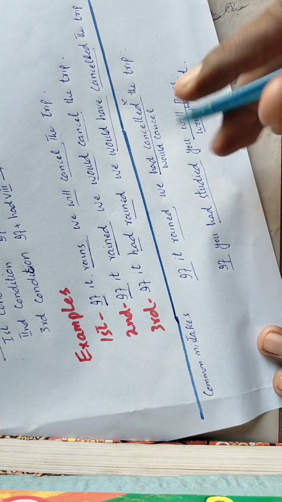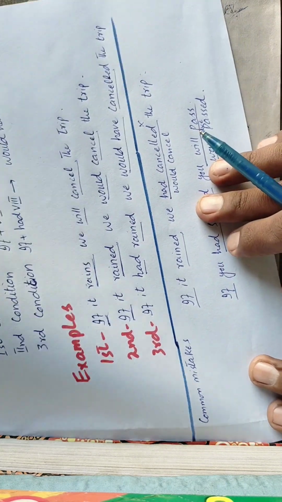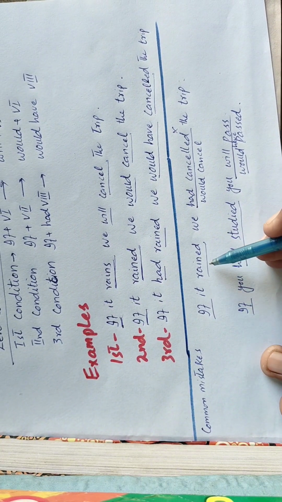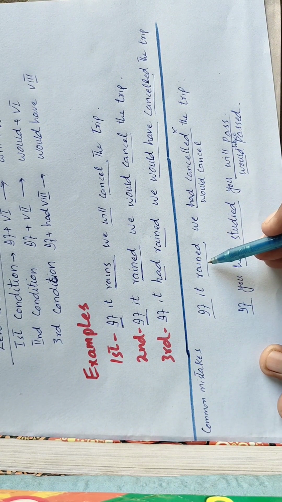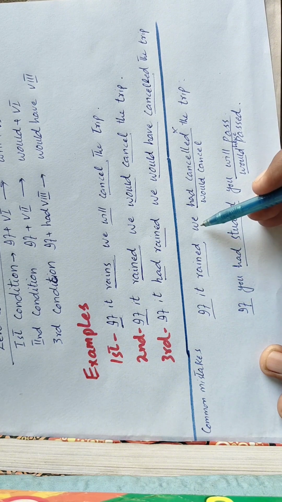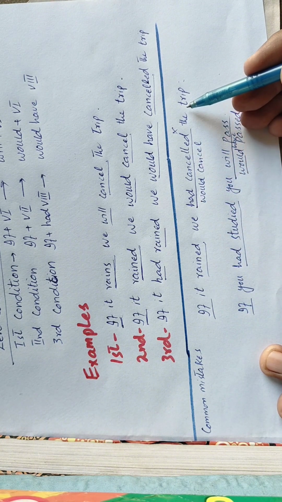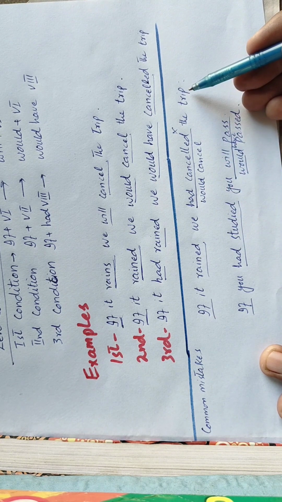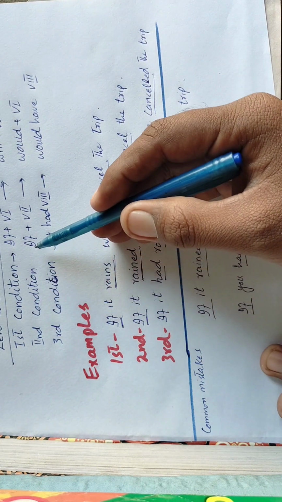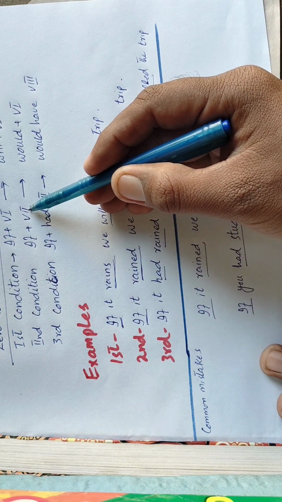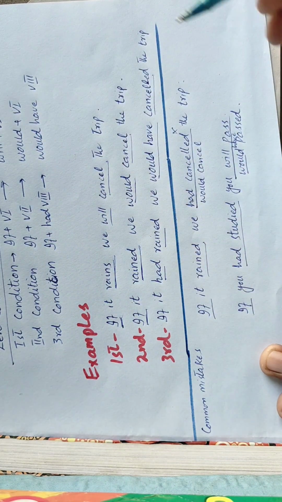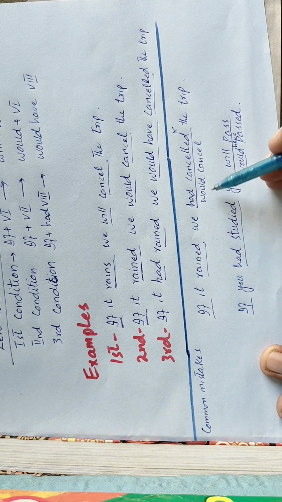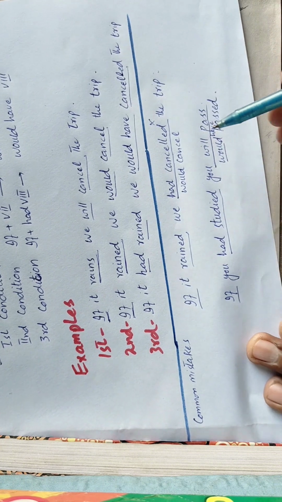Now, we will discuss the common mistakes that occur in these types of sentences. For example, if it rained, this is a second condition: if plus the second form of verb. We had cancelled the trip. This is the wrong sentence. We would cancel the trip. The second condition deals with if plus the second form of verb, would plus the first form of verb. If it rained, we would cancel the trip.